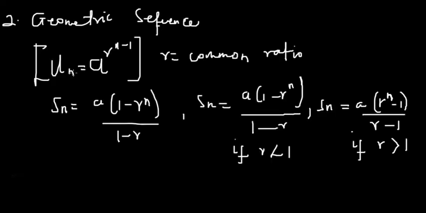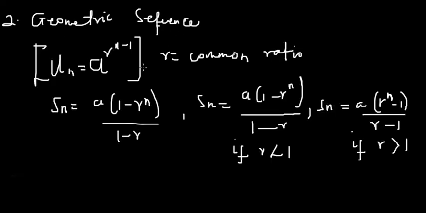So let's look at the second type. The second type is the geometric sequence. So we are done with the arithmetic sequence.